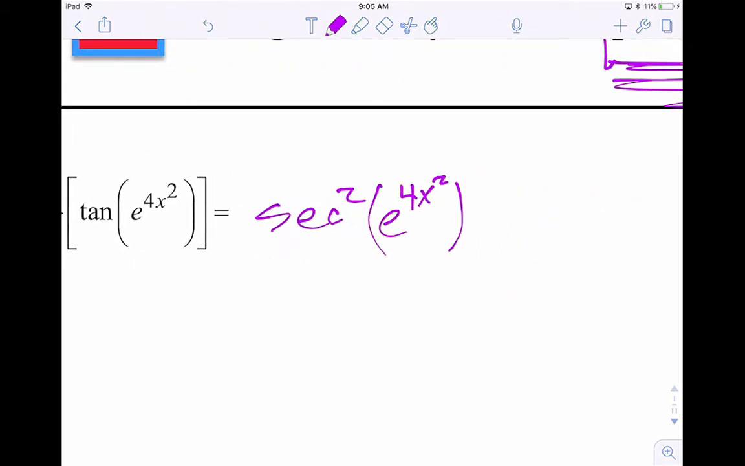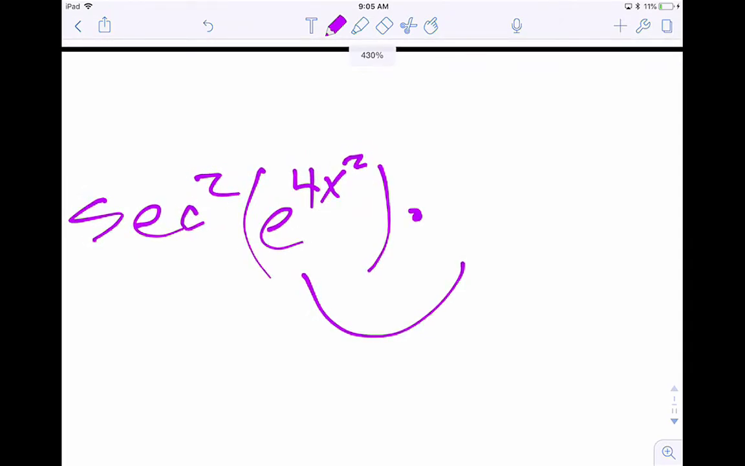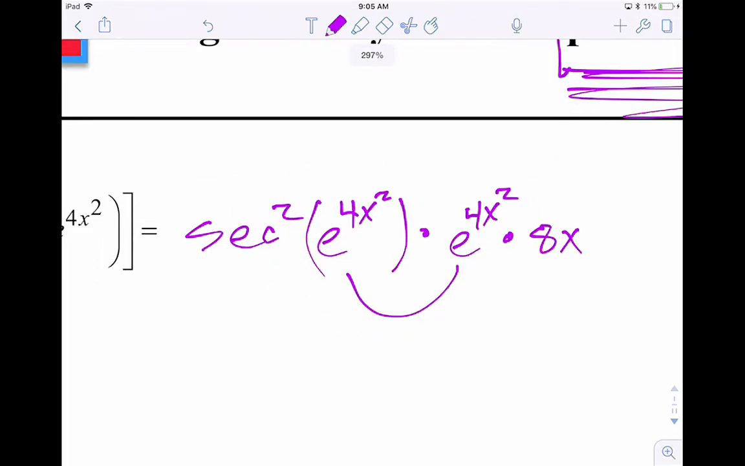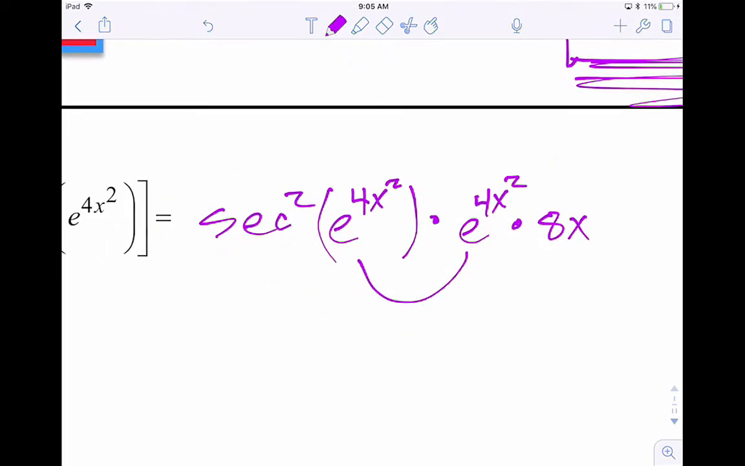Then immediately outside of that, you multiply by the derivative of the inside, and the derivative of e to the 4x squared is another chain rule. The derivative of e to anything is, you rewrite it, so e to the 4x squared, and then also times the derivative of its inside, in this case the exponent 4x squared. So that would be times 8x. Done. So that behemoth is our derivative.